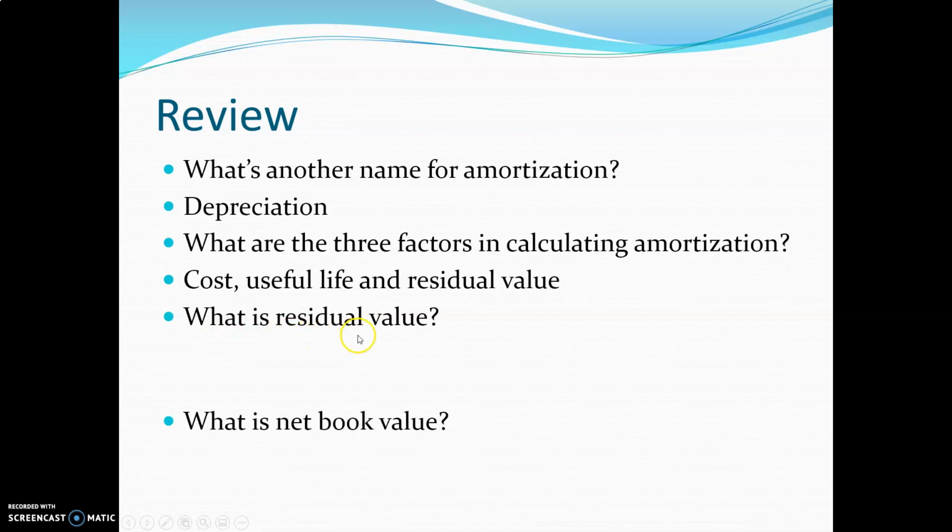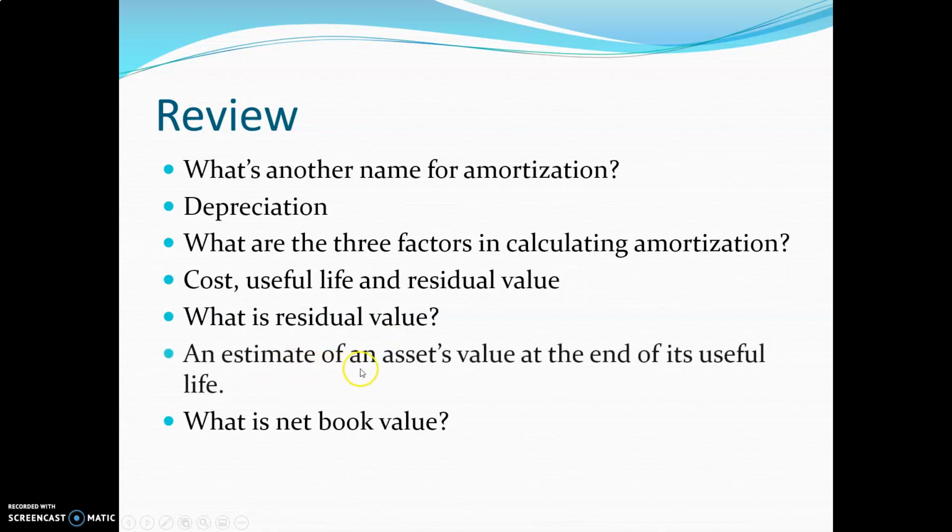What exactly is residual value? It's the cost of an asset at the end of its life. It's an estimate of an asset's value at the end of its useful life. For example, if you buy a car, how much is the scrap metal expected to be worth at the end of its life? Perhaps if you're planning to sell it secondhand, what do you expect to get for it?